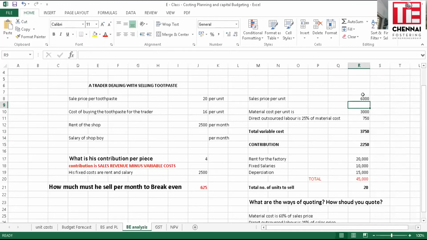If this is your monthly expense, I'm talking rent, fixed salary, depreciation, then the 20 units has to be done monthly, and your weekly expense has to be done weekly. So you understand the period is not so important. The question is, how do you quote?